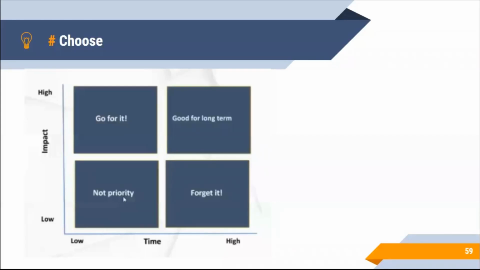If both are low, you should not choose that idea. If the time taken is high and the impact is also low, forget about the idea. And if you can generate a solution in less time and it creates a higher impact, then go for it. That is a good idea. If the impact keeps increasing as the business grows, say after four to five years it is going to impact a huge number of people, then it is good for long-term retention of the business. That is a wonderful idea.